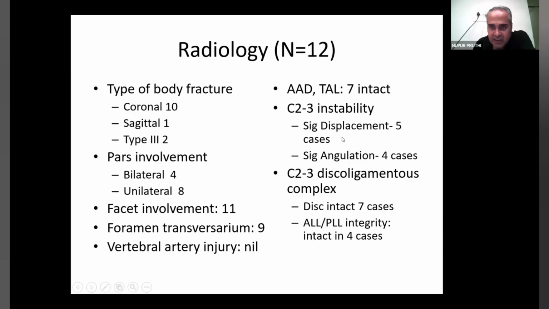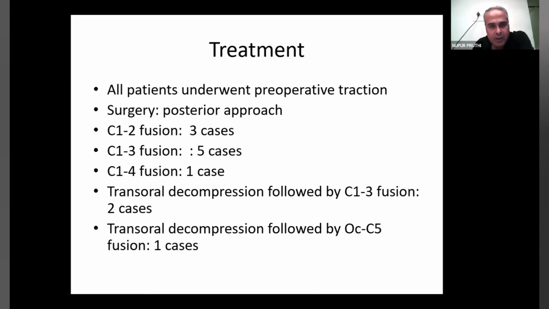C2-3 instability as judged by displacement and angulation was seen in 5 and 4 respectively. Very important, we need to focus on the C2-3 discoligamentous complex, which was intact in 7 cases. The ALL-PL integrity at the C2-3 level was intact in 4 cases, disturbed in 8 cases. So you can see the variety of surgeries which have been done. Again, treatment has not been standardized for these fractures, and it also gives you an idea that you should have an individual approach for all these kinds of fractures.